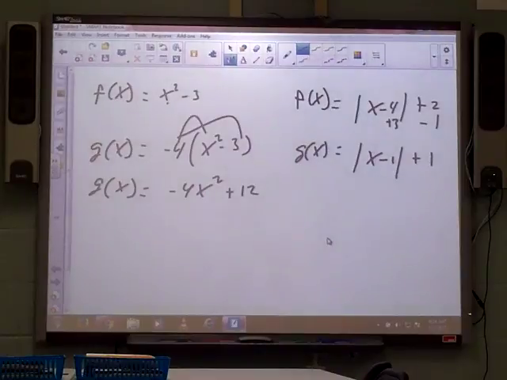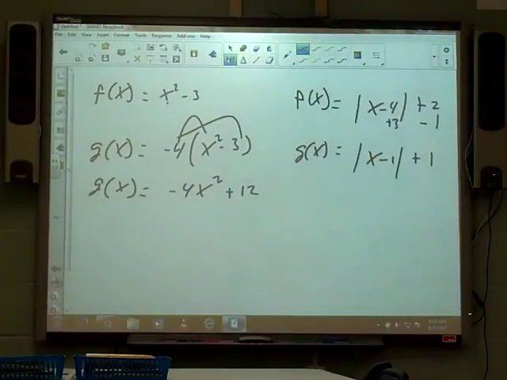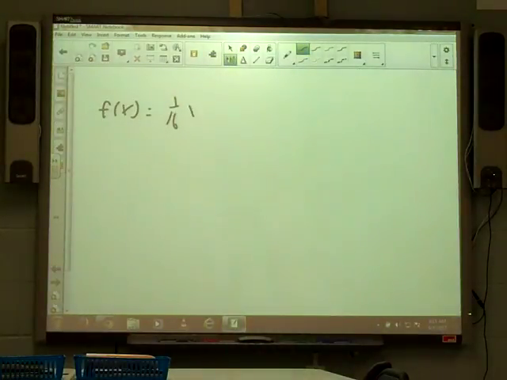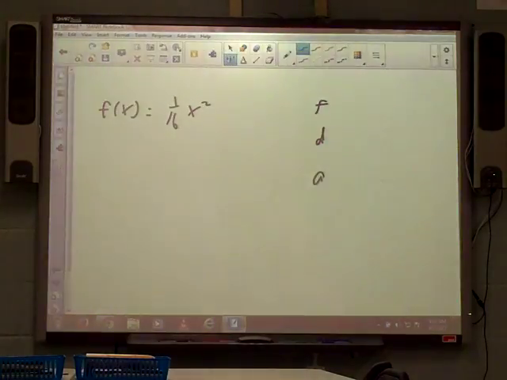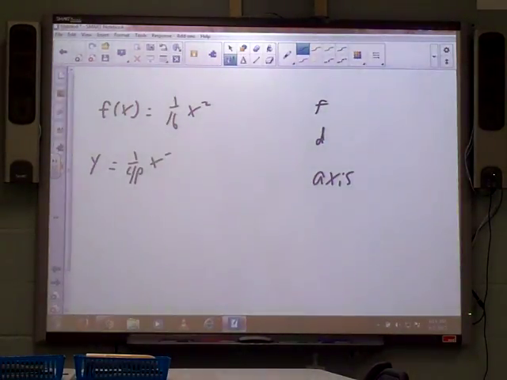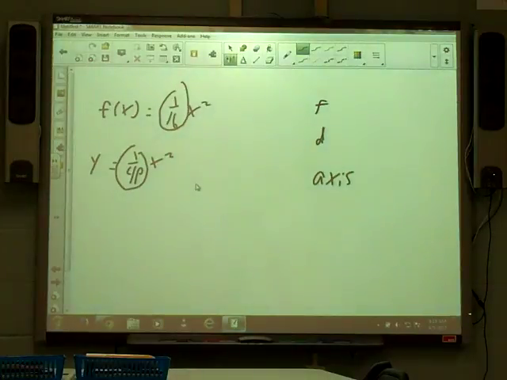All right, number 4 is like off of the assignment that you had the other night, off of the back side, the Yellowstone Park side. It says f of x is equal to 1 over 16x squared. We're asked to identify the focus, the directrix, and the axis of symmetry. Okay, so I'm going to do this the same way. Remember, this comes from the original equation of y equals 1 over 4p x squared. If I can solve for p, that's going to tell me what my directrix and my focus are. So I'm going to take 1/16 and set that equal to 1 over 4p, and I'm going to solve. So 1 over 16 equals 1 over 4p.